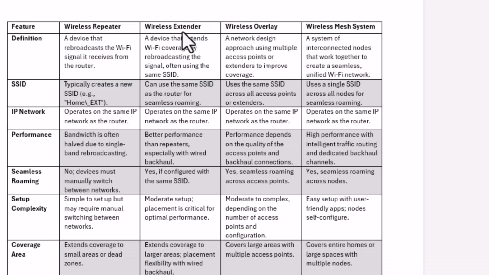Now let's look at a wireless extender. First of all, we can use the same SSID as the router. So unlike the wireless repeater, which creates a separate SSID, these things can create another access point on the same SSID, the same network name. They do have better performance than repeaters. Do they seamlessly roam? Yes, if they're configured with the same SSID, they will roam pretty well.